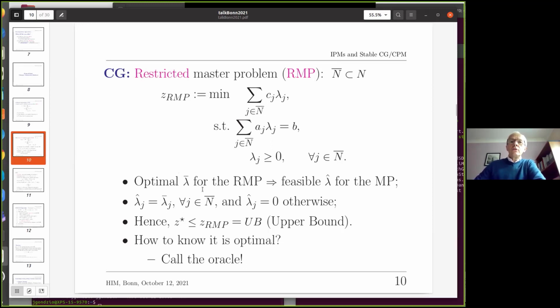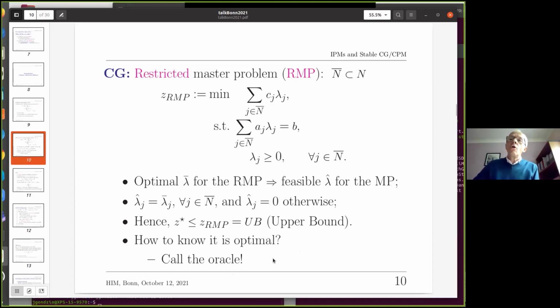Once we find the optimal solution of the RMP, restricted master problem, we can easily generate a feasible solution for the true problem by just filling the vector lambda hat with zeros for all columns which were not in n bar. We also know the upper bound on the solution because we solved the relaxation. How can we find whether this is optimal?